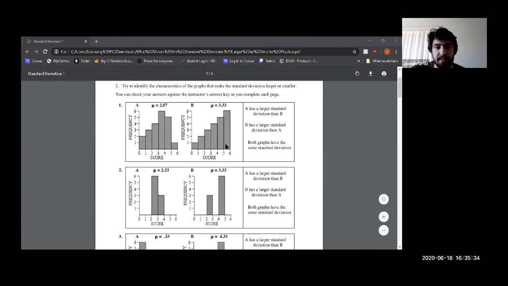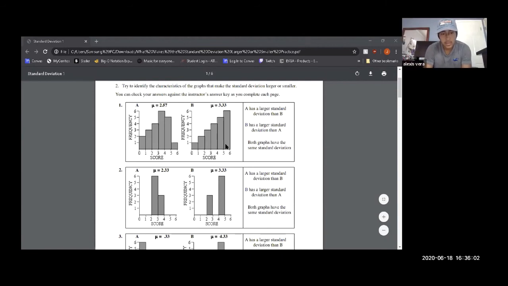I can pause the screen. Any ideas? So do you guys remember what the standard deviation means? The average distance from what? The distance from the mean, right? Like each point.